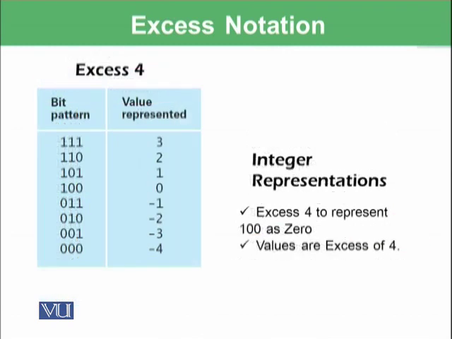Here you can see the excess 4 notation where again we have written from 0 upward, and wherever we find this 1 in the most significant bit, that is representing the value 0, and the following ones are for positive and the preceding ones for negative numbers.